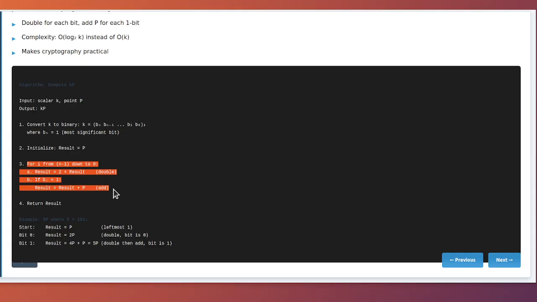The algorithm requires at most n doublings, 1 per bit, and at most n additions, 1 for each 1 bit. Since n equals log base 2 of k, that's at most 2 log base 2 of k operations total. For a 256-bit number, that's at most 512 operations, astronomically fewer than 10 to the power of 77. This logarithmic complexity is what makes elliptic curve cryptography feasible. Without double and add, public key cryptography as we know it wouldn't exist.